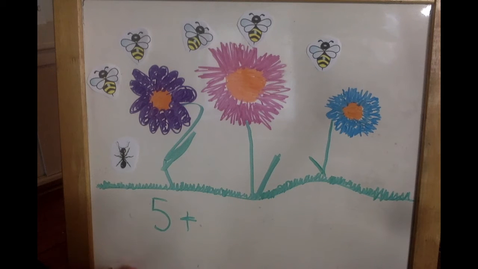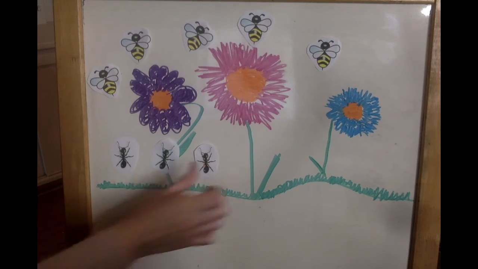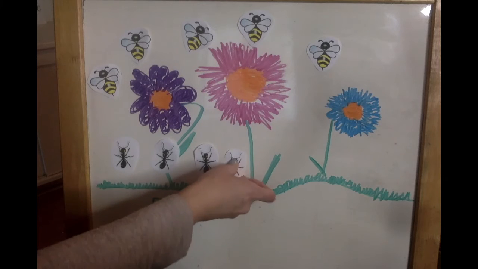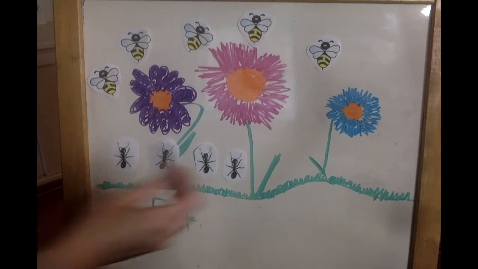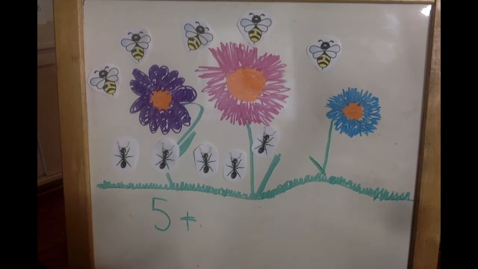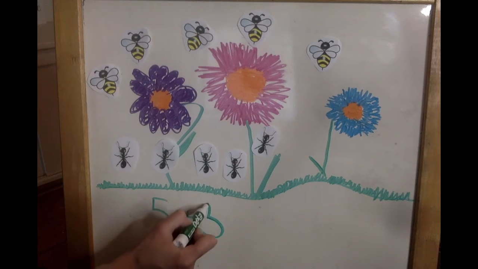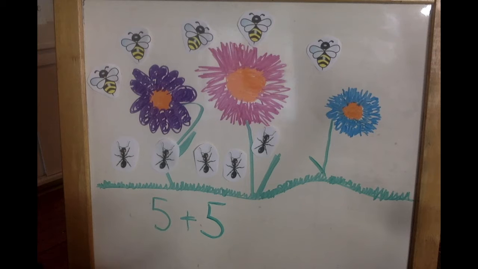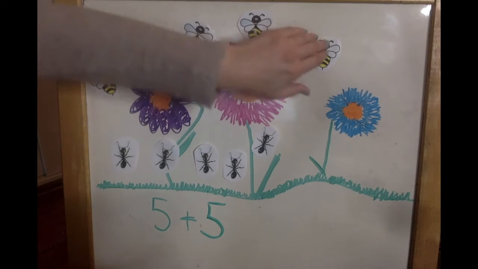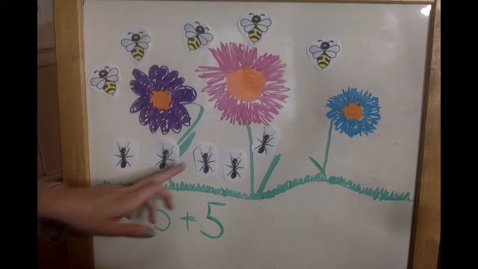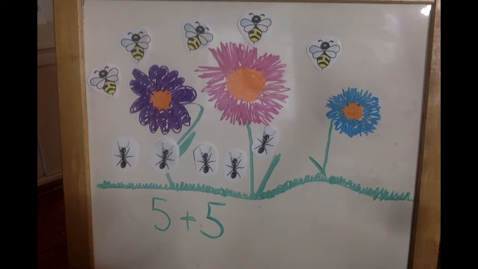1, 2, 3, 4, 5. There were 5 ants that decided to join. So now we have the same amount of each. So we have 1, 2, 3, 4, 5 bees in the garden and 1, 2, 3, 4, 5 ants in the garden. How many bugs do you think are in the garden all together?